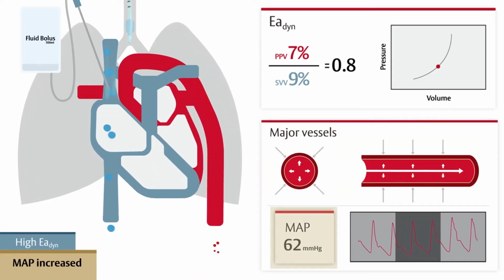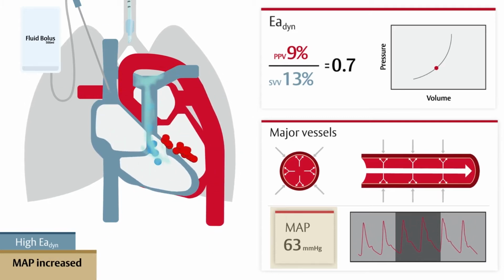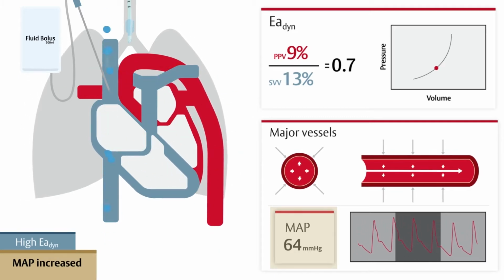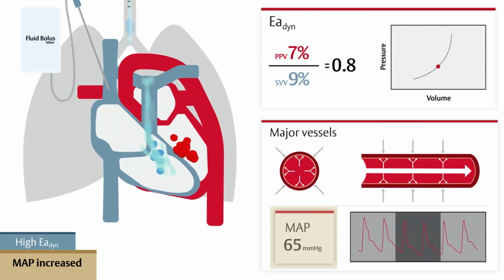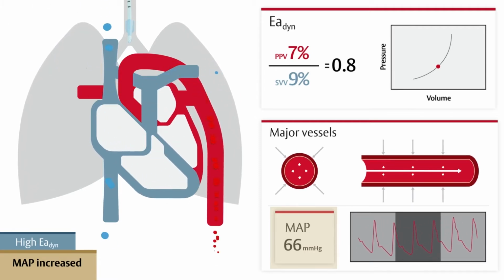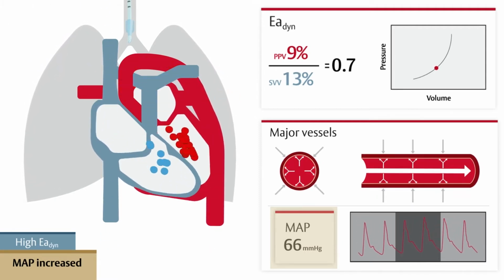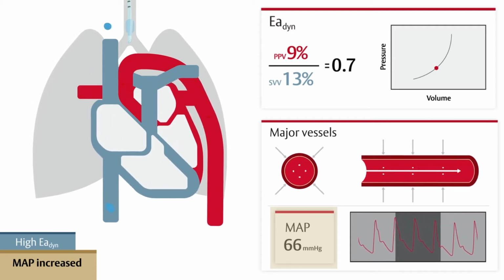The increased stroke volume ejected into the stiff or highly elastic large vessels causes an increase in pressure. Mean arterial pressure therefore increases in response to the fluid bolus that has increased stroke volume, and the patient is no longer hypotensive.